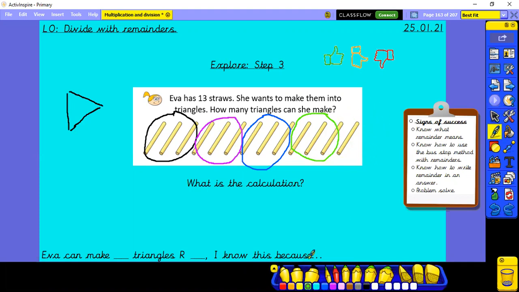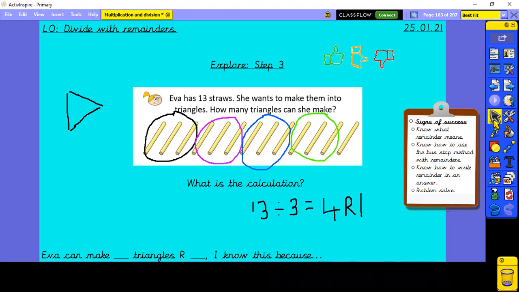So that means that I've done 13 divided by 3. And my answer is 4 remainder 1, because I have 4 groups of 3, but I have 1 straw left over that cannot fit into a group. So the answer is 4 remainder 1. So well done if you got that correct, and if you didn't, have a think about the mistake you made.